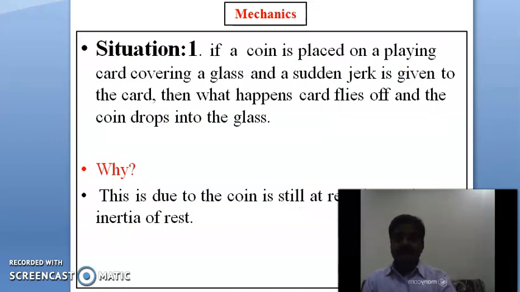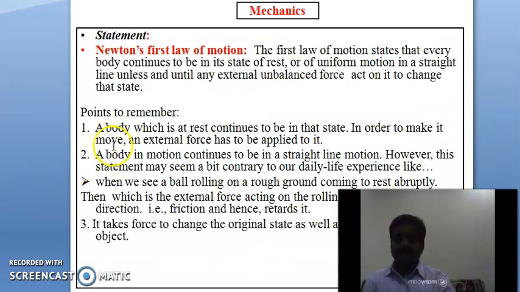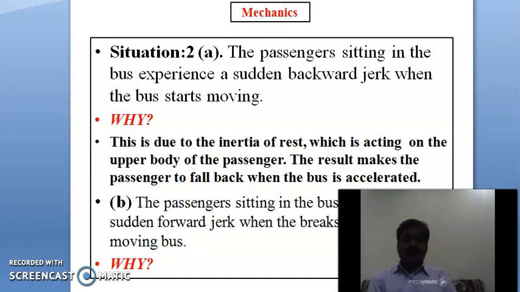Now, let us see another situation. The passenger sitting in the bus experiences a sudden backward jerk when the bus starts moving, when the bus accelerates. Why? This is due to inertia of rest which is acting on the upper part of the passenger. The result makes the passenger fall back when accelerated. I mean, the bus is accelerated.